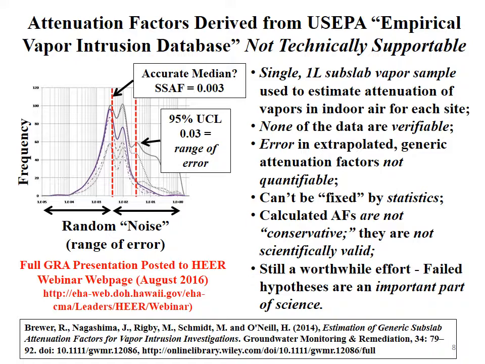So the error in the extrapolated generic attenuation factors is not quantifiable at all. So since none of the individual data points are verifiable or valid, then the database in general is invalid. And you can't fix this with statistics. And the calculated attenuation factors that they use, extrapolated from the database, are lower than what's been estimated by other means. And some people have erroneously taken this to mean, well, they're more conservative, so we'll use them. They would only be conservative if both methods used to estimate the attenuation factors were scientifically valid. In this case, the approach used with the empirical database wasn't scientifically valid, so the attenuation factors themselves aren't scientifically valid or really useful.